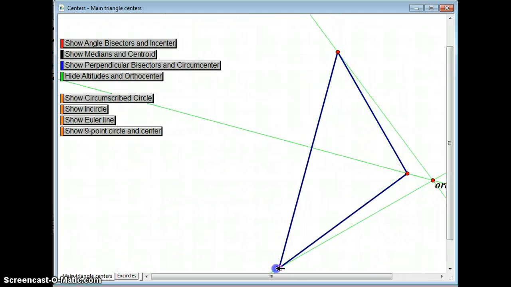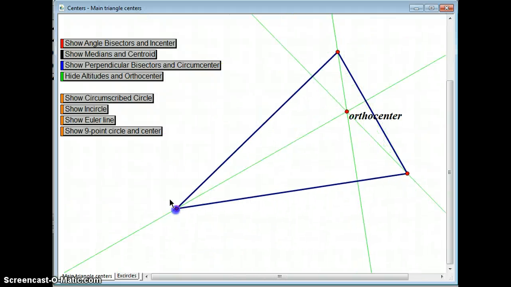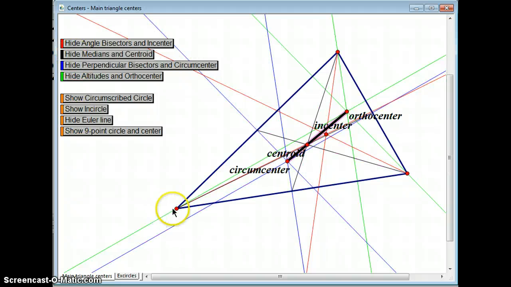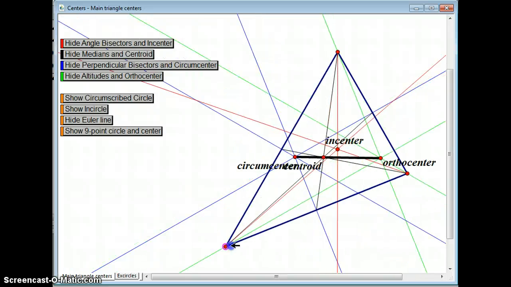I can't even tell you what that's the center of. But it is cool that, in the ways that it behaves with these other centers, it's collinear with the centroid and the circumcenter.